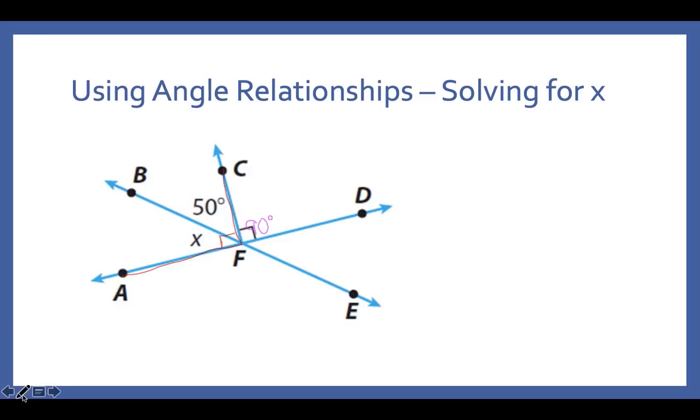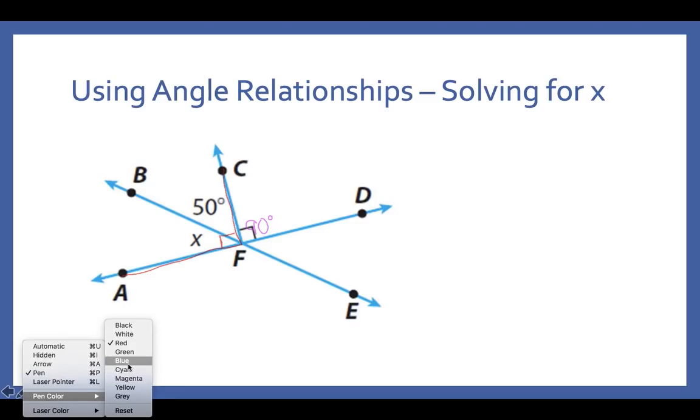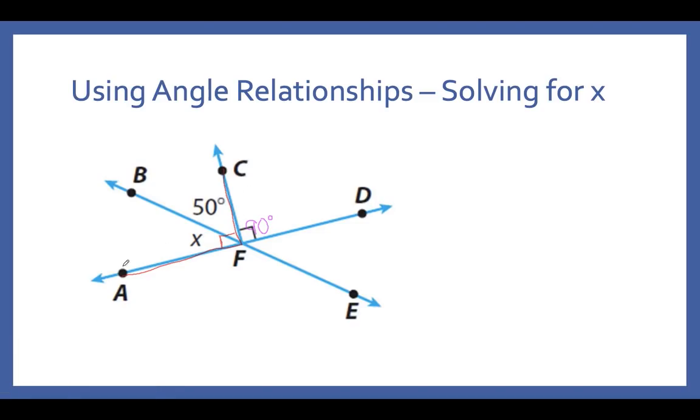And the reason I know that is because, let me see if I can highlight this in a different color. If we look at this right here, A to the F to the D, this is a straight line. And straight lines always add up to 180 degrees. And 90, this guy, plus 90, this guy, will make 180. Now this is going to be helpful because I can use that to find X.